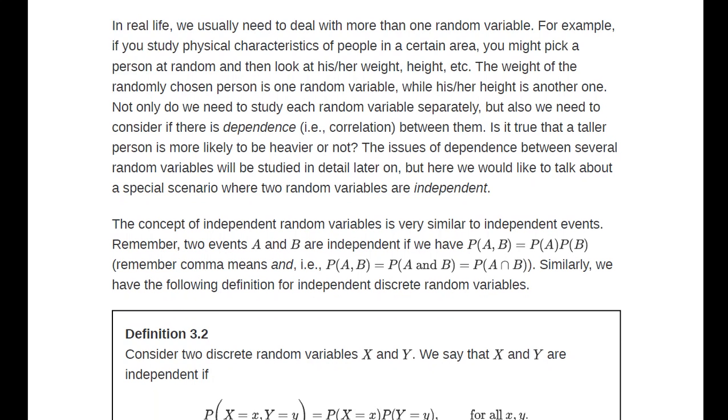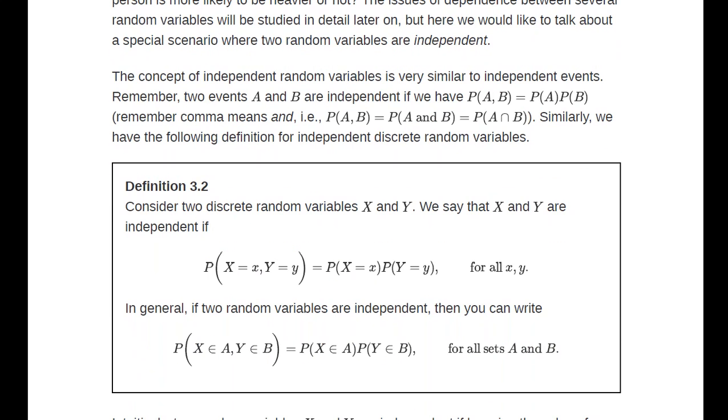The concept of independent random variables is very similar to independent events. Remember, two events A and B are independent if we have probability of A intersection B equal probability A times probability B. Remember, comma means and or intersection. Similarly, we have the following definition for independent discrete random variables.